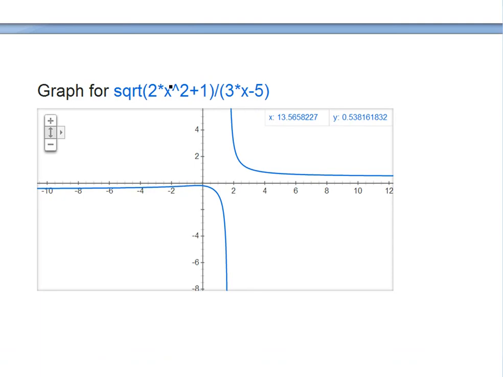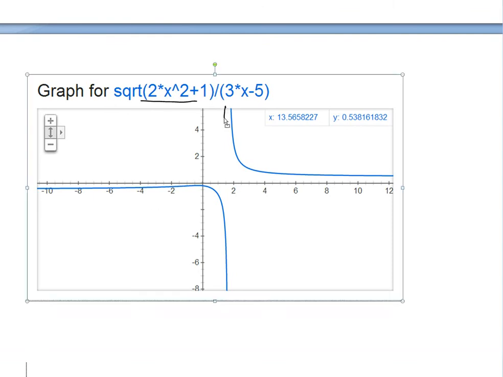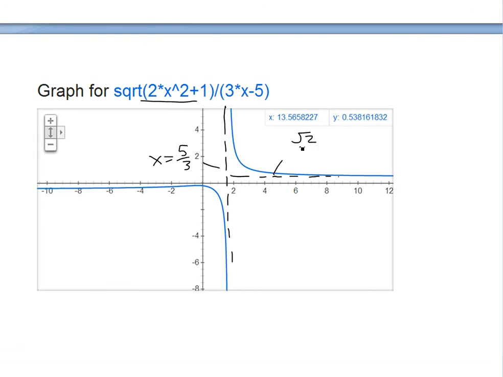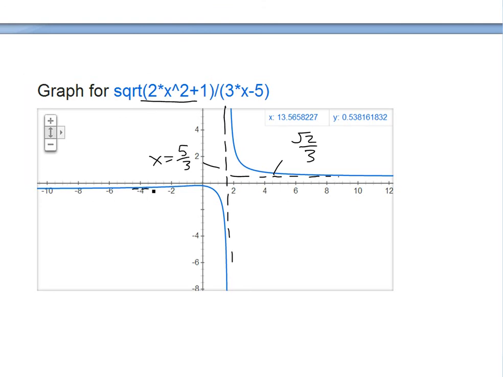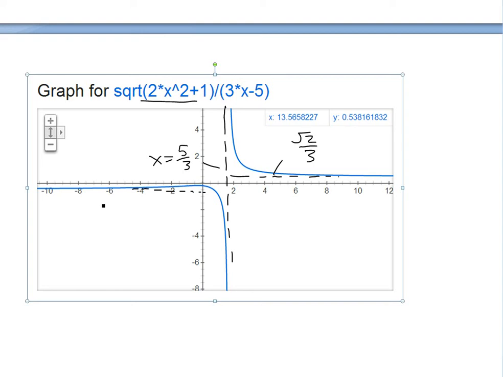And now I've graphed this function with the Google graphing calculator, the same one we just went over. As you can see, there is a vertical asymptote at x equals 5 over 3, and there's a horizontal asymptote right here. The value of this is just square root of 2 over 3. You could make sure by going on the Google calculator and calculating yourself. And the bottom one here is the exact same thing, but now there is a negative, negative square root of 2 over 3.